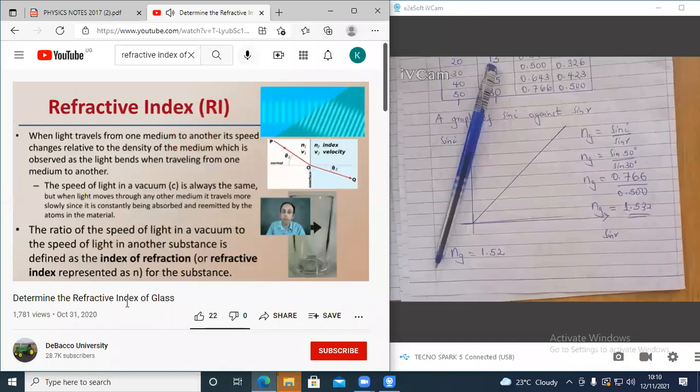It looks at when light travels from one medium to another, its speed changes relative to the density of the medium, which is observed as bending. The speed of light in a vacuum c is always the same. But when light moves into another medium it travels more slowly, as it is constantly being absorbed and re-emitted by the material. The ratio of the speed of light in a vacuum to the speed of light in another substance is defined as the index of refraction, or refractive index. It is represented in equations as n for that substance.